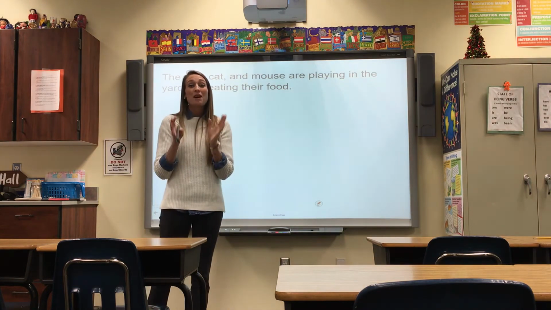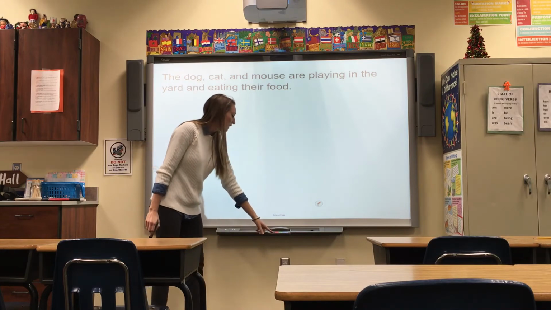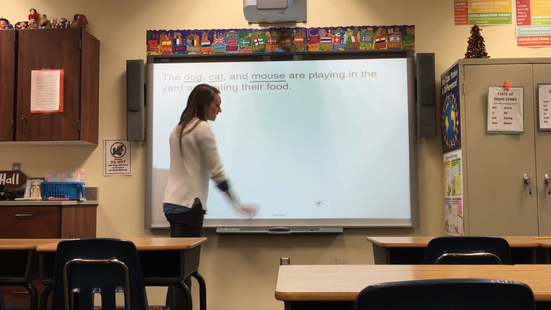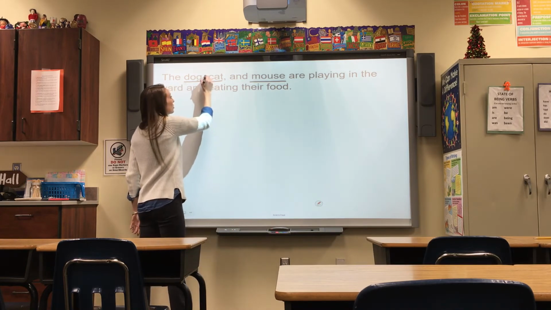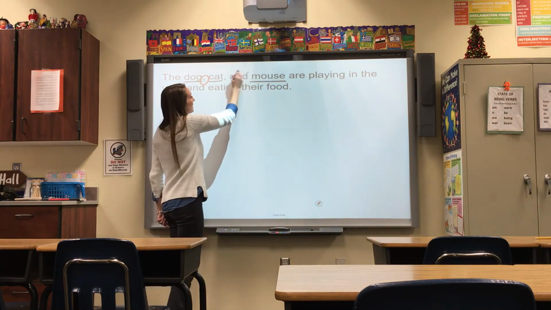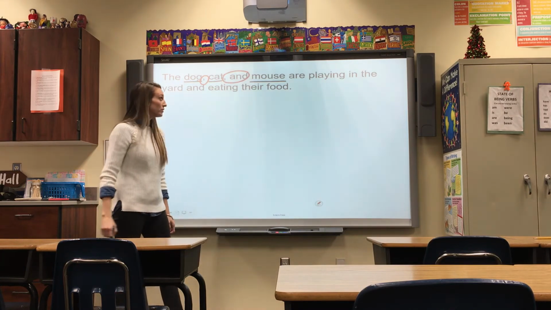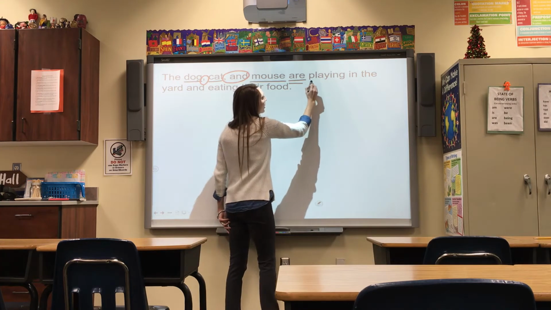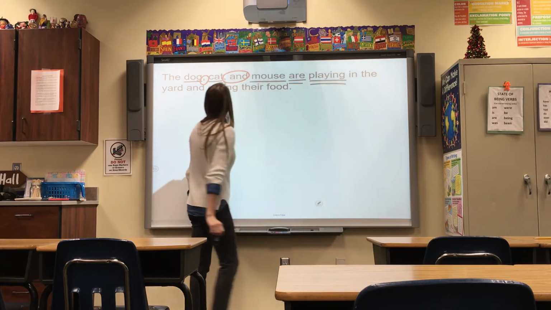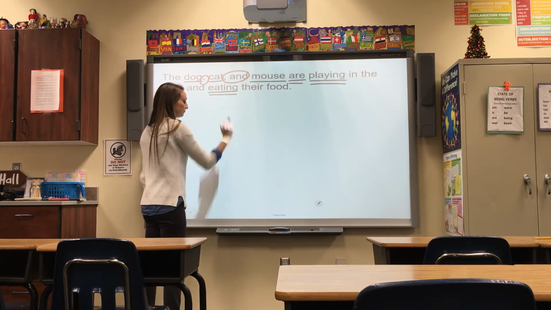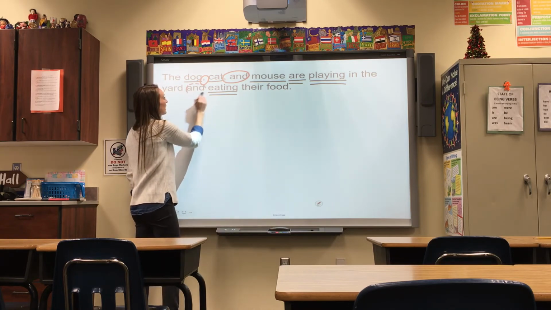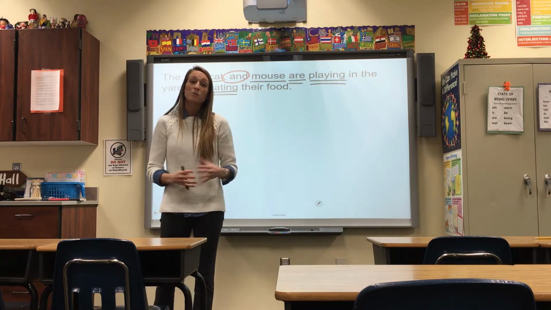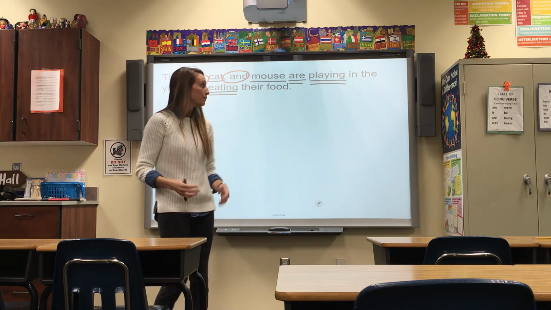Now we're gonna talk about helping verbs. Again, I have dog, cat, and mouse as my subject. I like to circle my comma and my connecting words because I'm gonna have to diagram those. But now our verbs have changed. I've added a helping verb, are. Are playing and eating. And then I have another connecting word, and. Helping verbs are part of a verb phrase, which means you have to diagram them with your verbs.